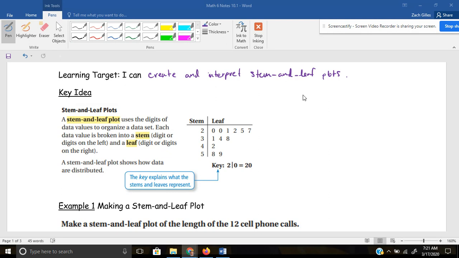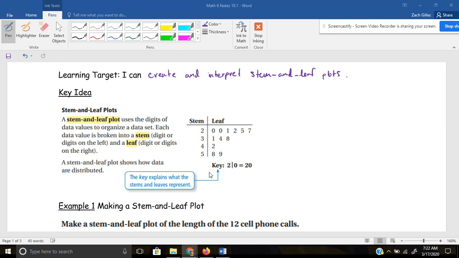A stem and leaf plot, like shown right here, uses digits of data values to organize a data set. Each data value is broken into a stem, on the left-hand side, which has a digit or digits, and a leaf, a digit or digits on the right. A stem and leaf plot shows how data are distributed.